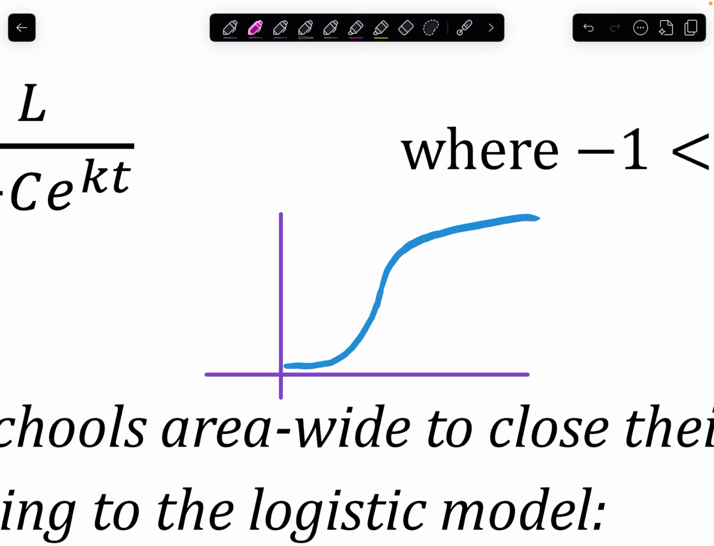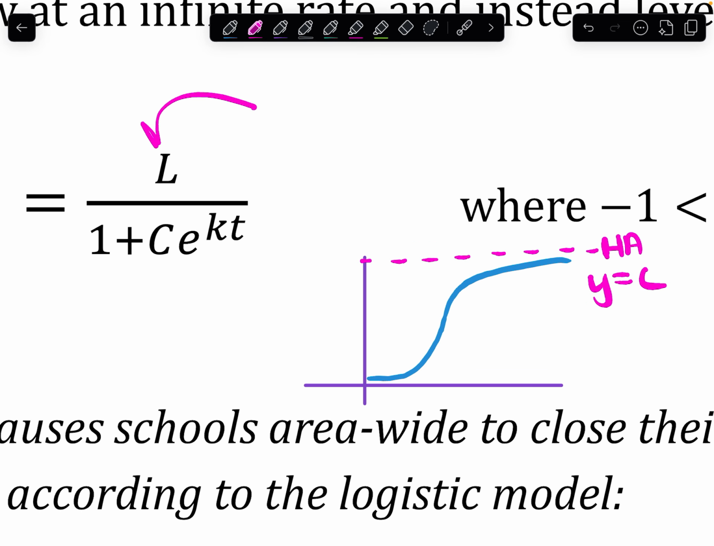That leveling off is due to a horizontal asymptote at what's called y equals L. And L, if you look at that formula, is this numerator value. That is the population size. You cannot infect 1,500 people if there's only 1,000 total.